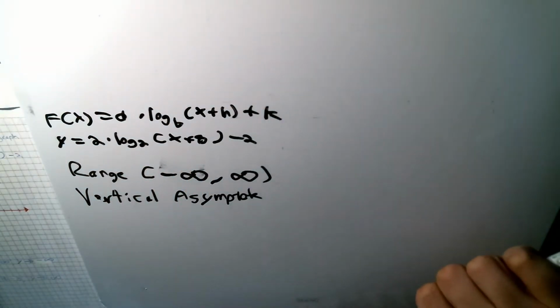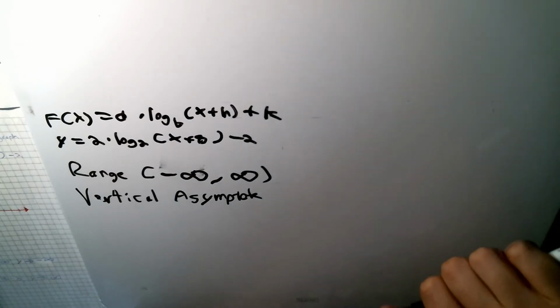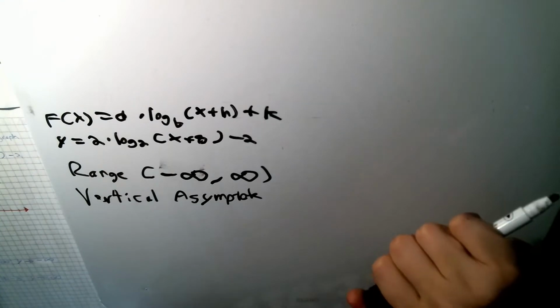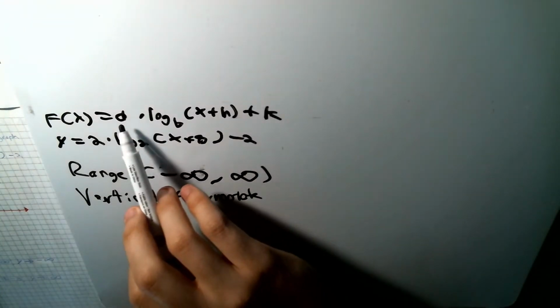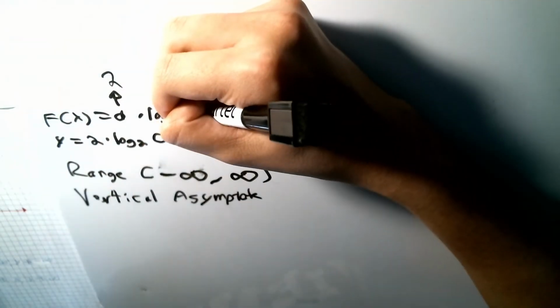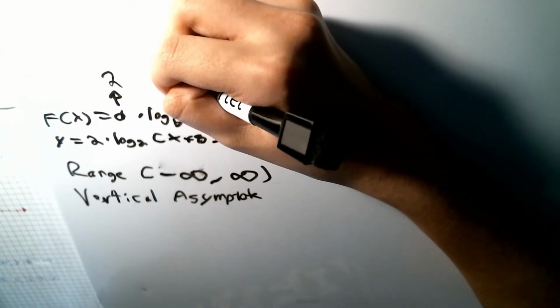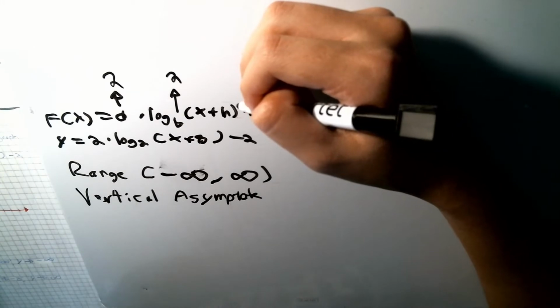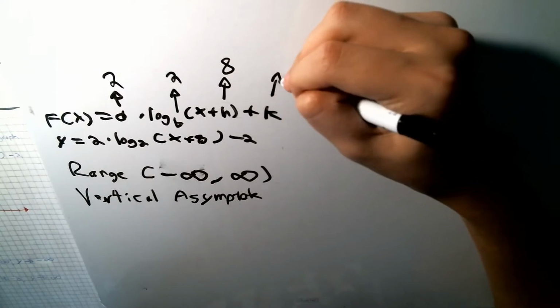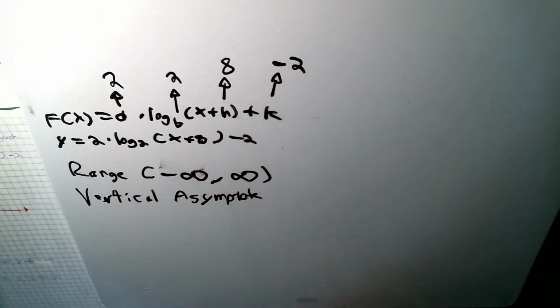Now that we know this by the general rule of logarithmic equations, let's take a look at our equation. a will be 2 in our equation, b will be 2, h will be 8, and k will be minus 2. Okay, so let's start with this.